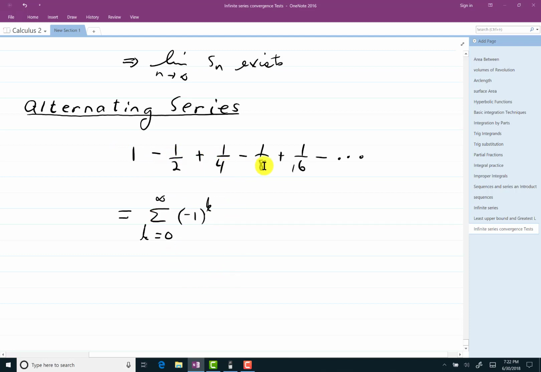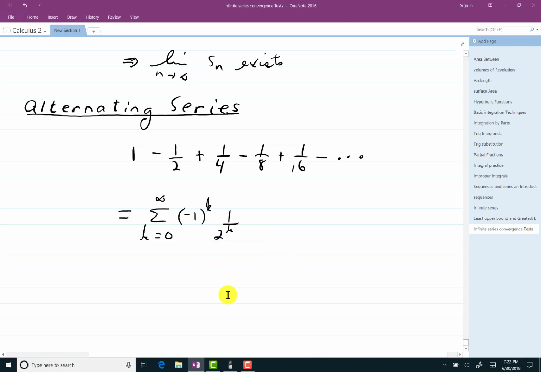Now, how do I control these things? Well, I got 1/2, then 1/4, then 1/8. To me, this looks like a geometric series with common ratio of 1/2. So let me try this and see if it's what I want. I'm going to put 1/2 to the k, and let's check it. I've already checked the positive and negative part, so I don't need to redo that. When k equals 0, I get 1/2 to the 0, so I get a 1. When k equals 1, I get 1/2. K equals 2, I get 1/4, and everything works out.